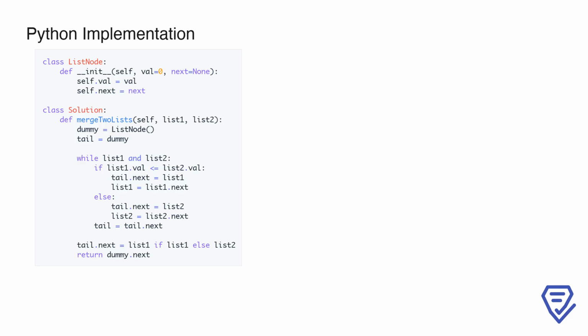Once one of the lists runs out of nodes, we attach the rest of the other list to the merged list. Finally, we return dummy.next, which points to the head of our new merged list. This approach efficiently merges both lists in place, reusing existing nodes and achieving constant extra space usage.